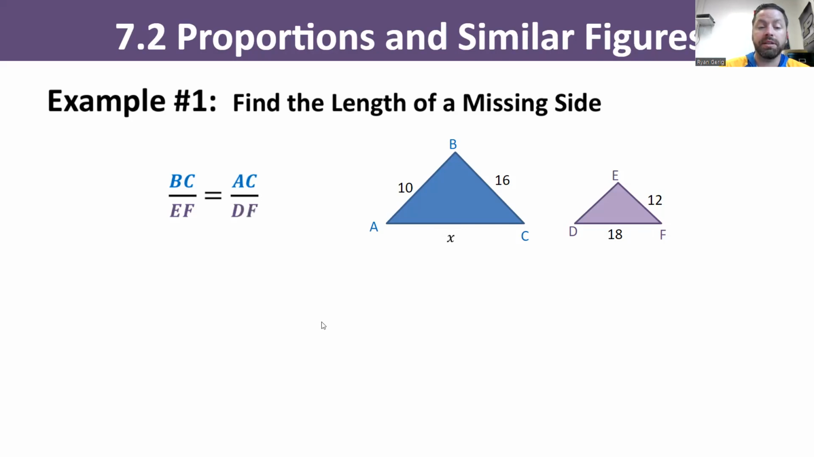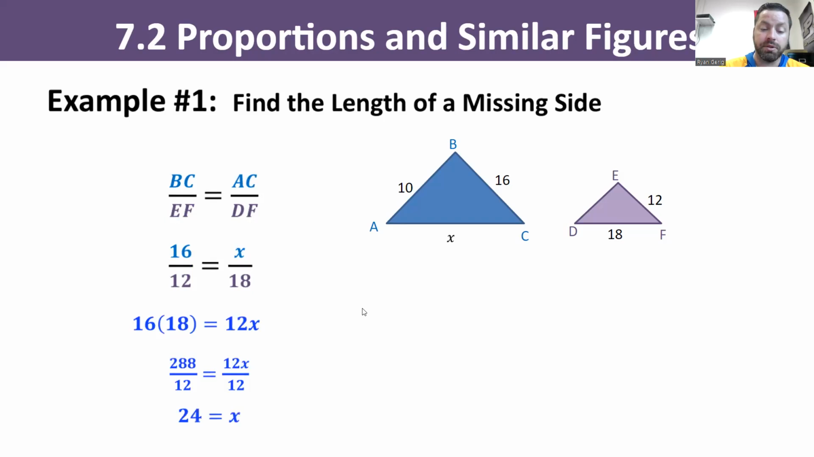So now I can replace those sides with the numbers. BC was 16, EF was 12, AC was X, and DF was 18. Now we can do our cross product property to solve this. 16 times 18 equals 12 times X. 16 times 18 is 288. Divided by 12, I get X equals 24. So I know my missing side length is 24.